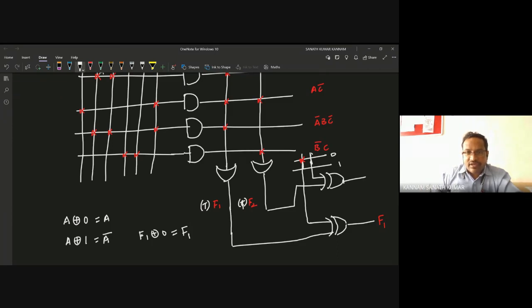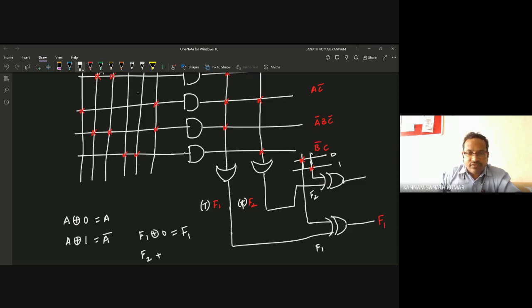But F2 you need a complemented form. So that means it should be programmed to which one? It should be programmed to 1. So when you are programming to 1, here this is a function. One function is F2. Here you are getting F2 and here you are getting F1.